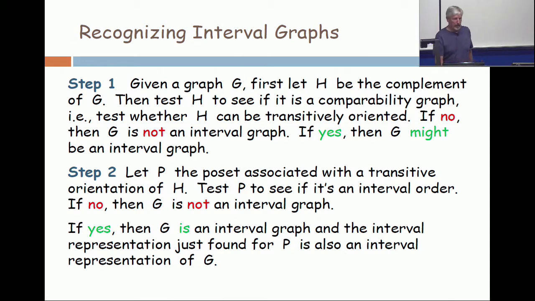Okay. Now, how do we do it? We've learned two algorithms, and we combine them. You're given a graph, and you want to know whether or not it is an interval graph. The first thing you do is take the complement of the graph, replace edges by non-edges, call that graph H. You test H to see if it's a comparability graph. In other words, that's the algorithm about the transitive orientation. That's the V rule, the P3 rule. You apply that algorithm to see whether or not the complement is a comparability graph.